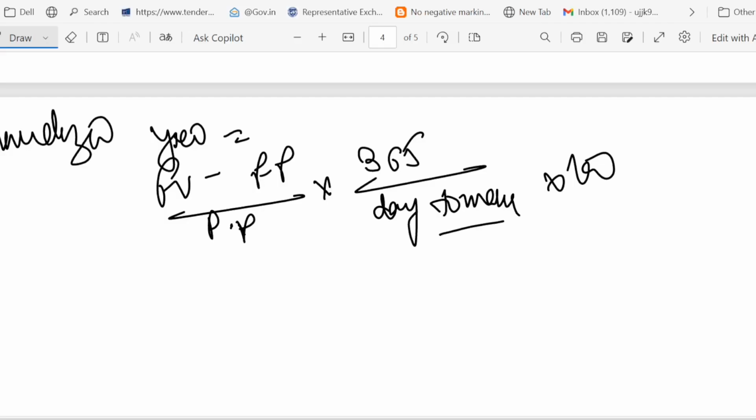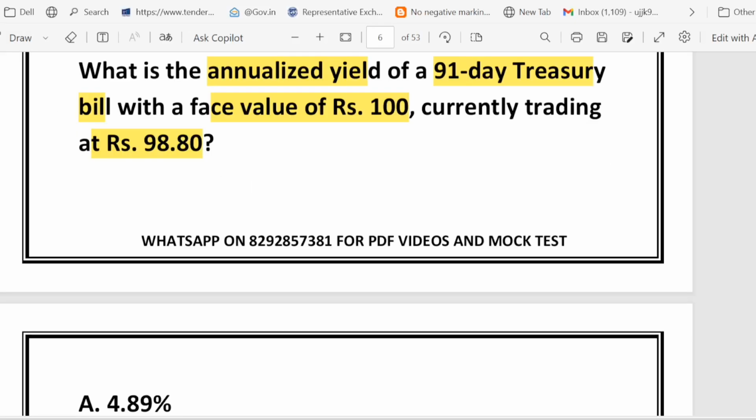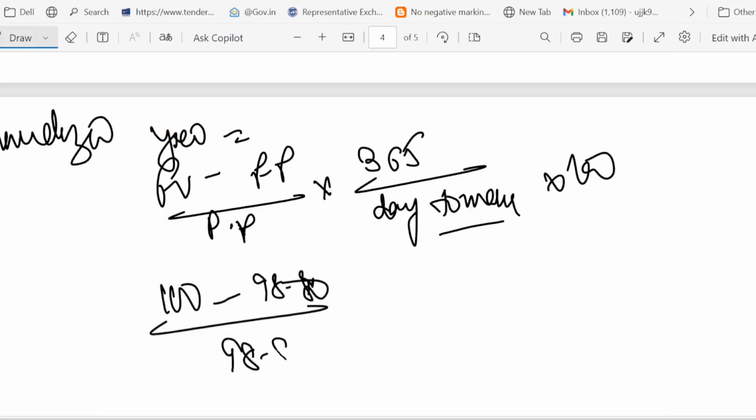Now let's plug in the numbers. How much face value have they given? Face value they have given 100 rupees. You can see how much present price they have given, 98.80. So it will be how much? 100 minus 98.80 divided by 98.80 multiplied by 365 divided by 90 multiplied by 100. Right? So that is the point.